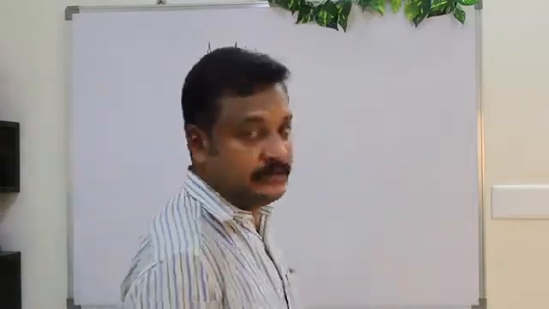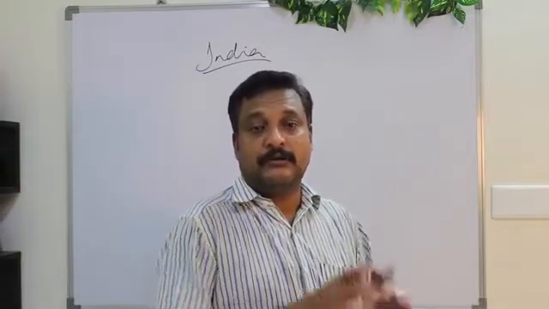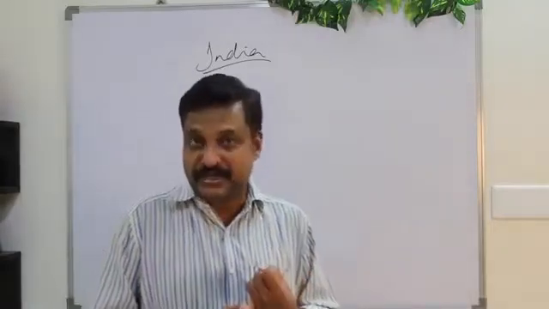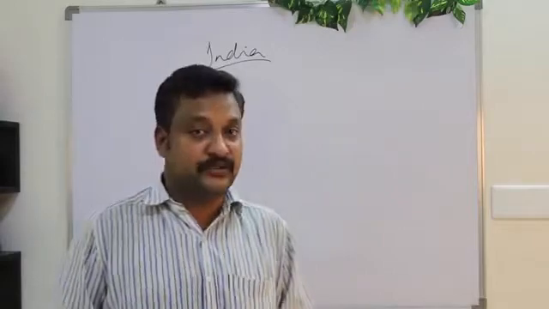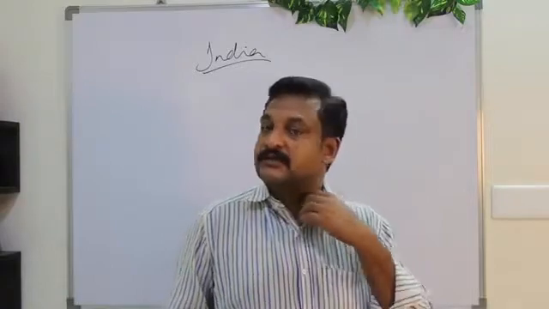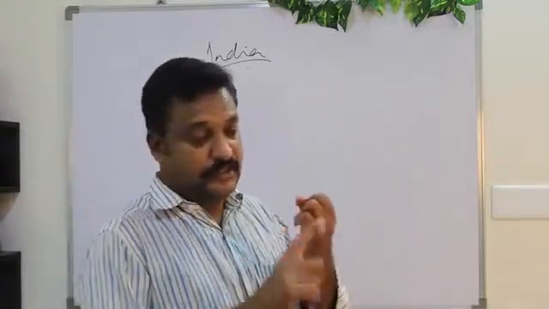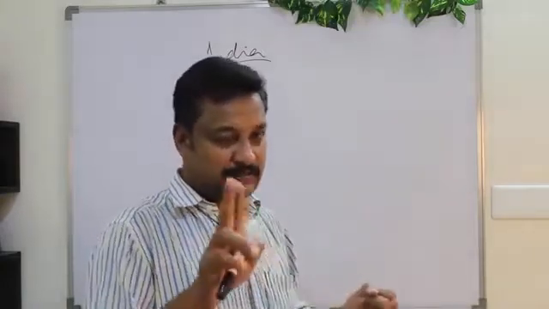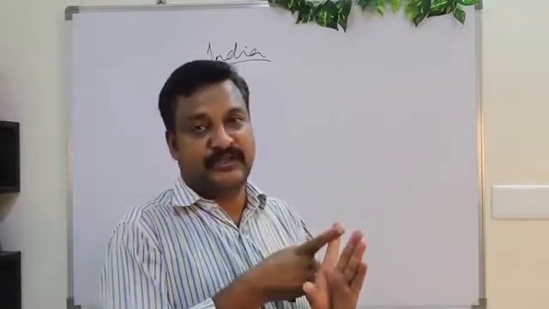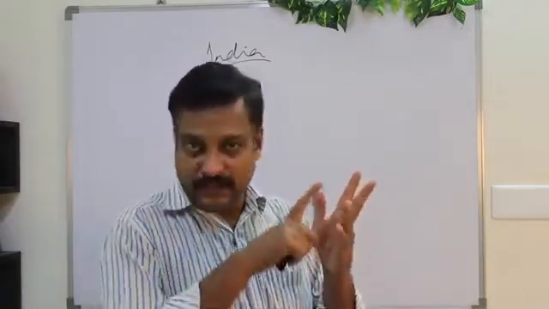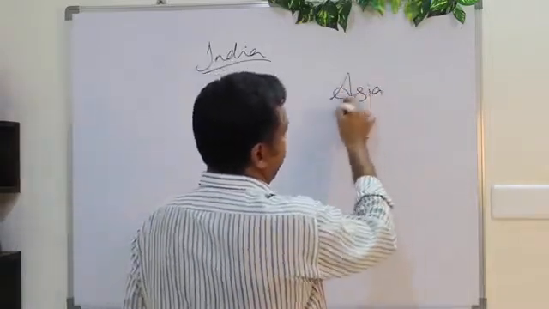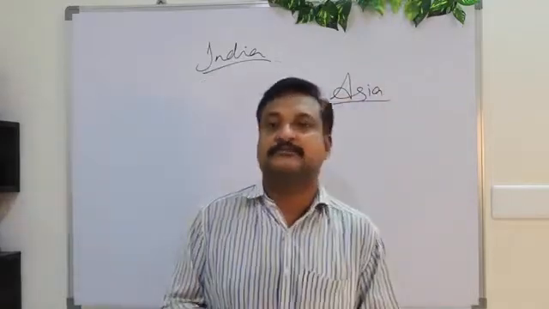See, we know we have got continents, isn't it? The biggest continent is Asia, then we have North America, South America, Europe, Africa, Australia, Antarctica. So we have got these 7 continents: Asia, Africa, North America, South America, Europe, Australia, Antarctica. In this, the biggest continent is Asia.